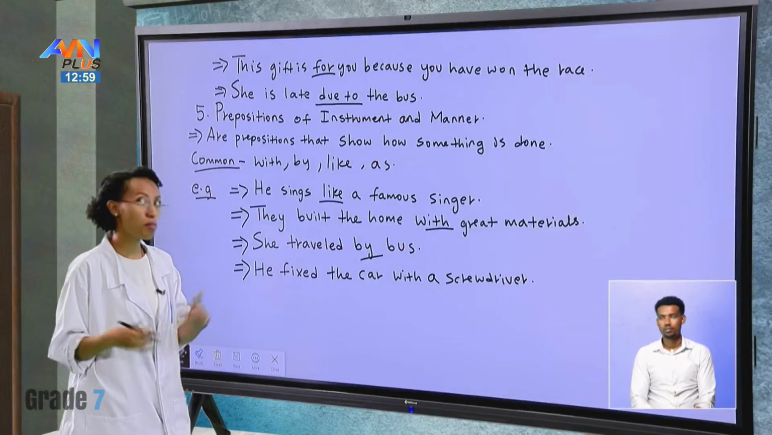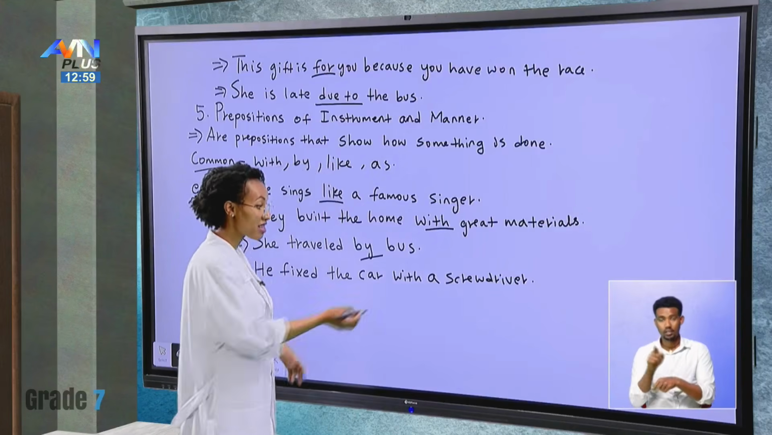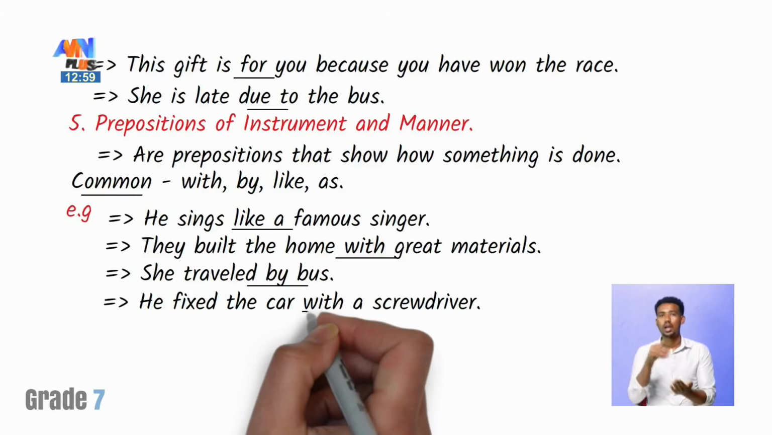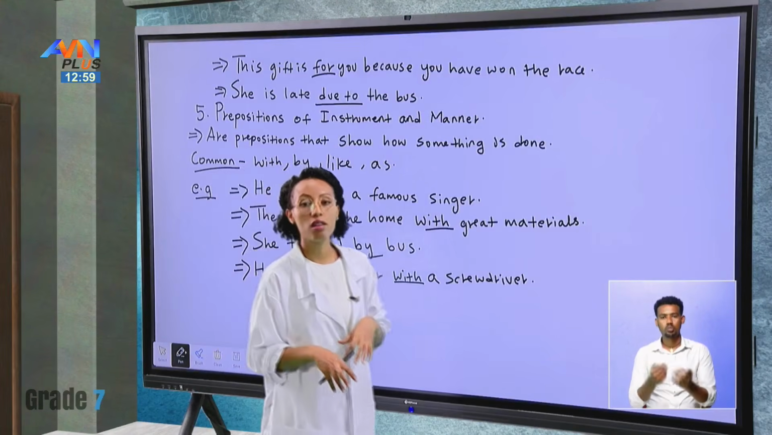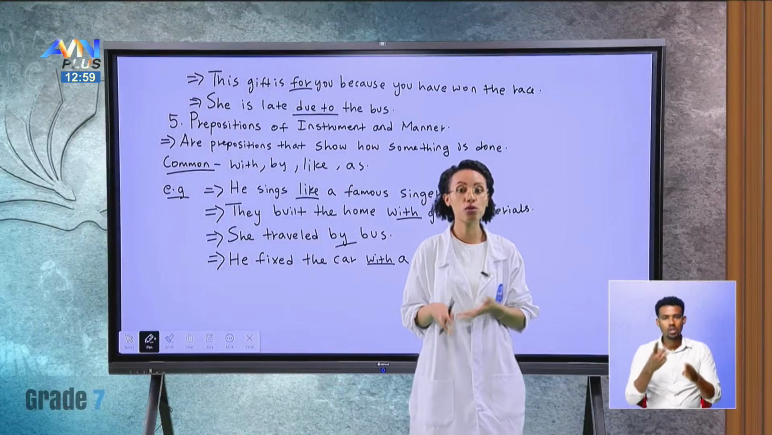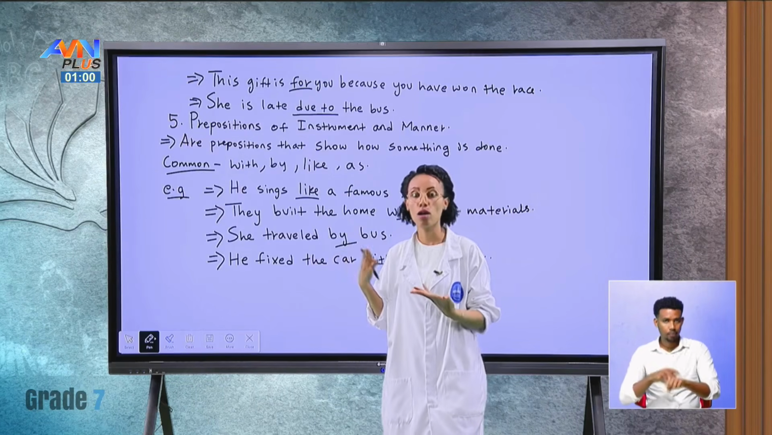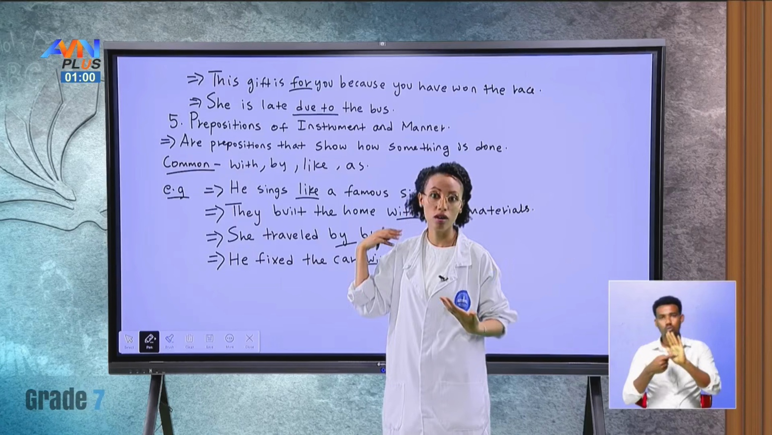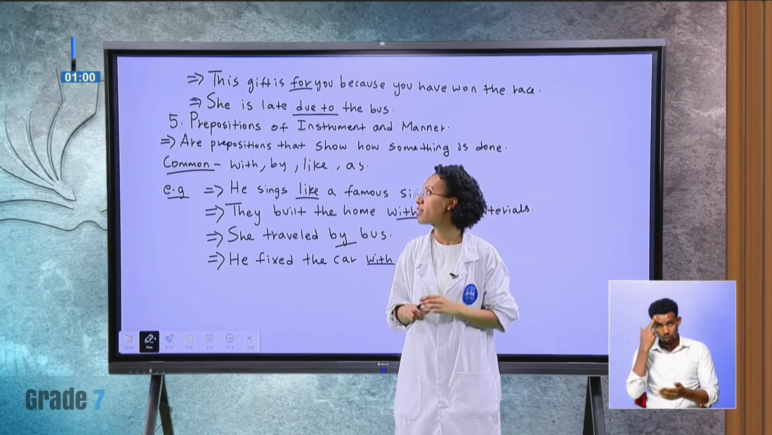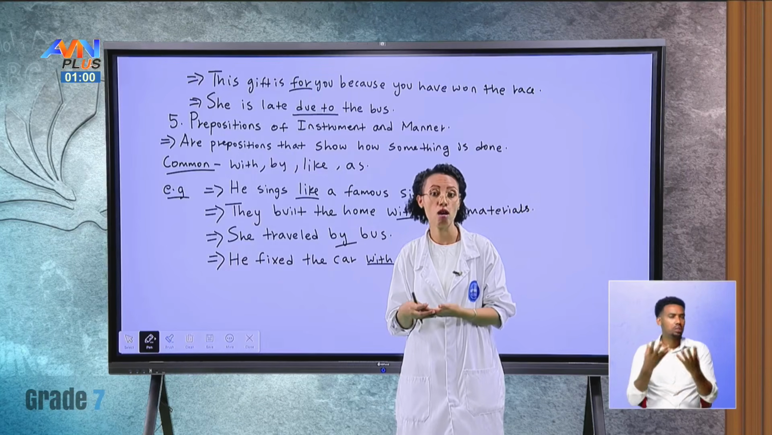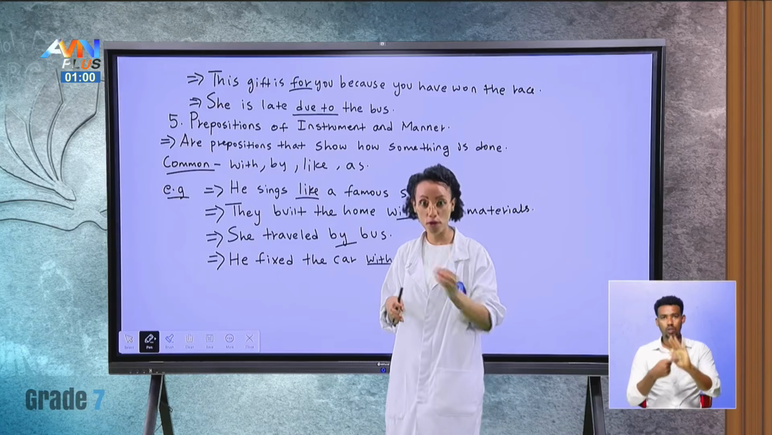Yes, he fixed the bike or the car with a screwdriver. So if that is the case, then again, we are showing what? A preposition of instrument. So these are the 5 ways that we could use prepositions to show place, to show time, to show movement, to show instruments and cause and reason. And there are so many kinds of prepositions out there, but I have shown you a few of them today.